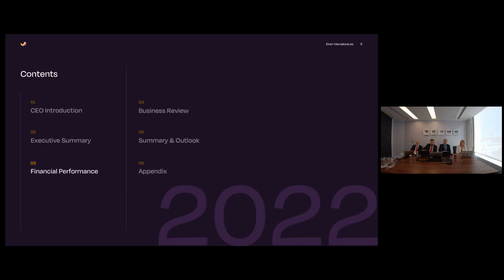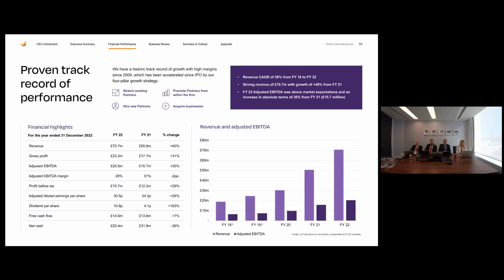If we step through now to financial performance, I just wanted to give you an idea of track record for those who haven't seen it. So, first of all, there are four ways to grow a business, which are our four pillars to our strategy, which Steve will step through just now. They are stretching our existing partners, i.e. getting them to sell and do more. They're promoting partners from within the firm, from principal to partner, hiring new partners, so partners with black books and clients who can bring them into the firm. And then acquiring businesses and obviously bringing them into the group.